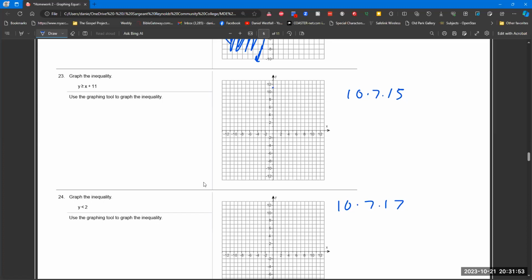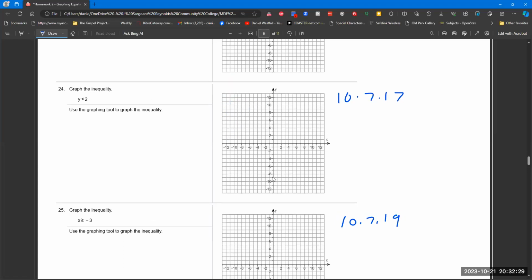All right, this one's also in slope-intercept form. My y-intercept is at 1. I'm going to go up 1, right 1, down 1, left 1. And I have a solid boundary line like that. And I'm going to be shading above the line, which is up here.